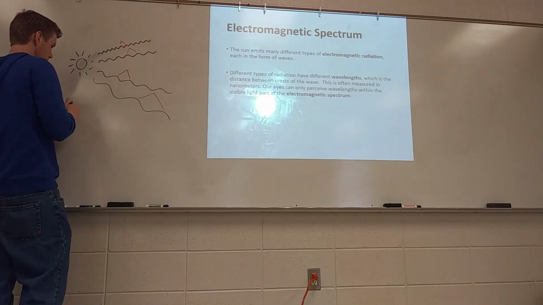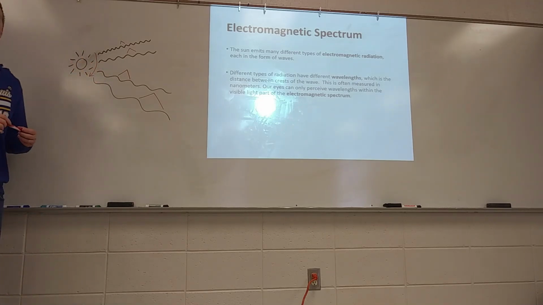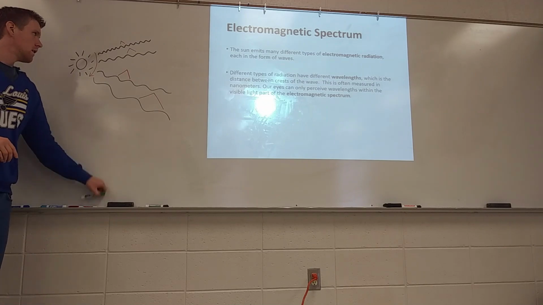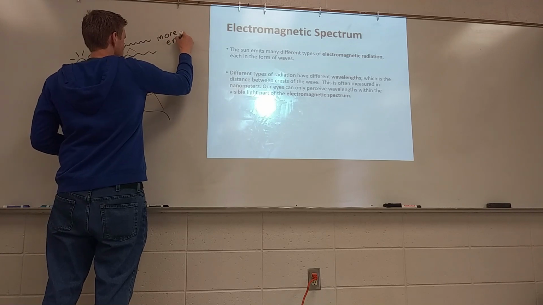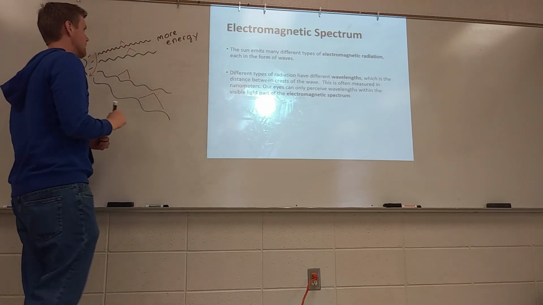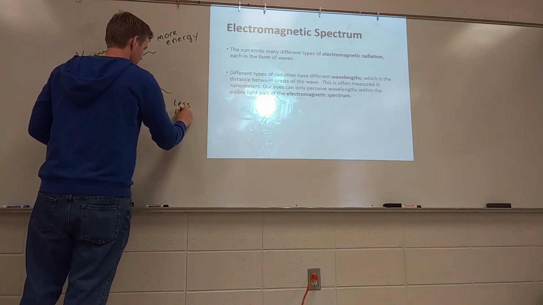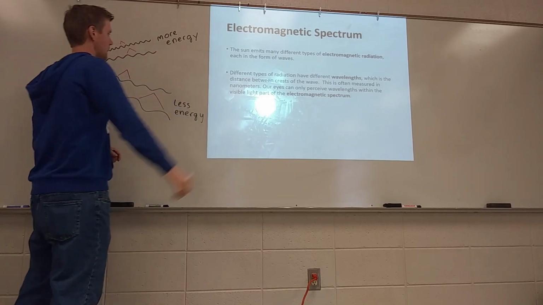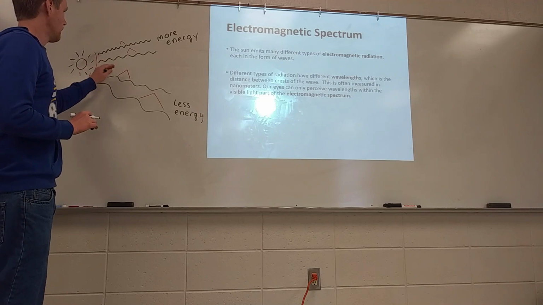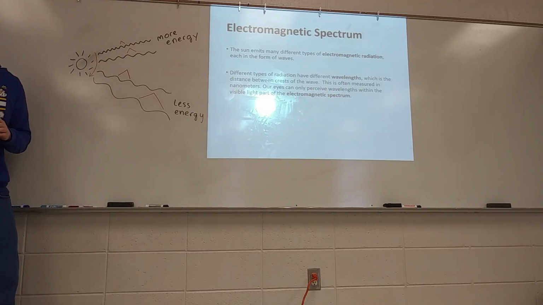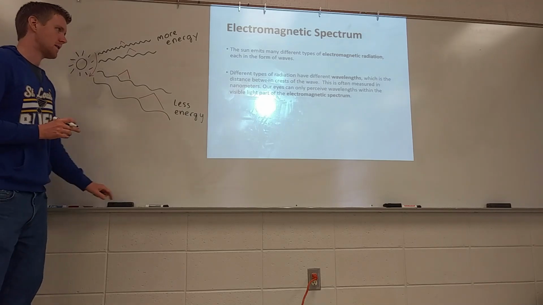Notice how, as we go down this direction, I have increased the wavelengths. The shorter the wavelength, the higher the energy present in that radiation. There's less energy in waves with greater wavelengths. Only a small portion of electromagnetic radiation from the sun is actually visible to us, and that's visible light.